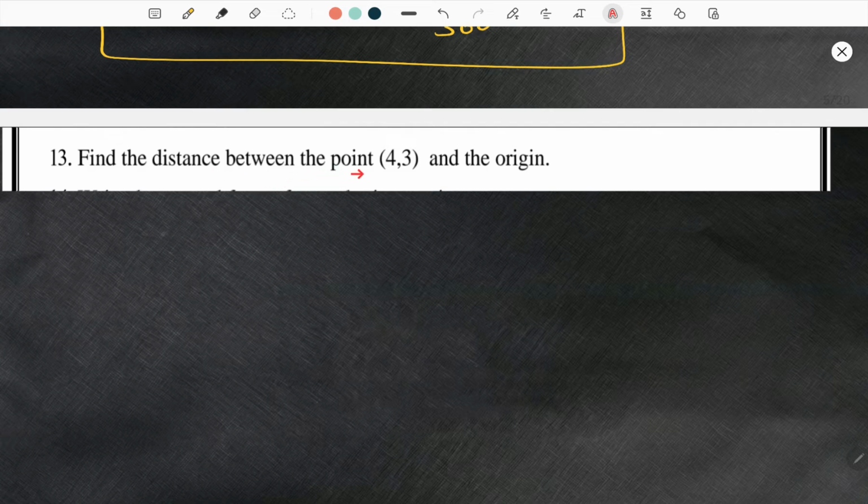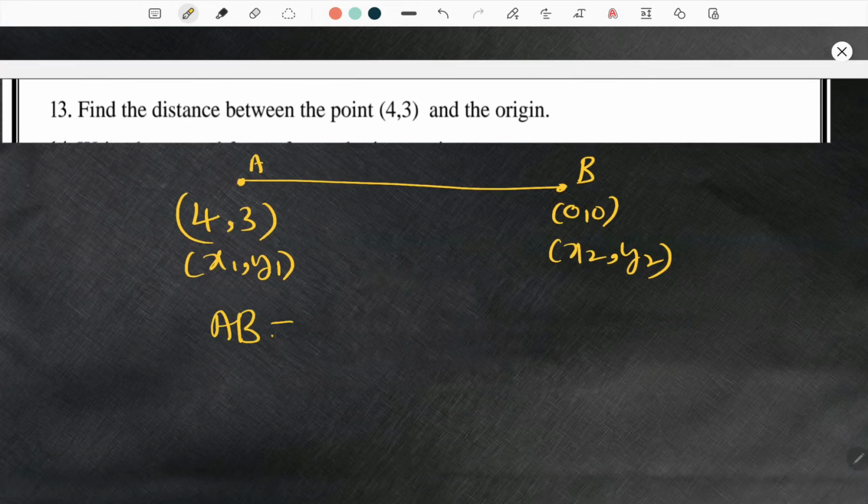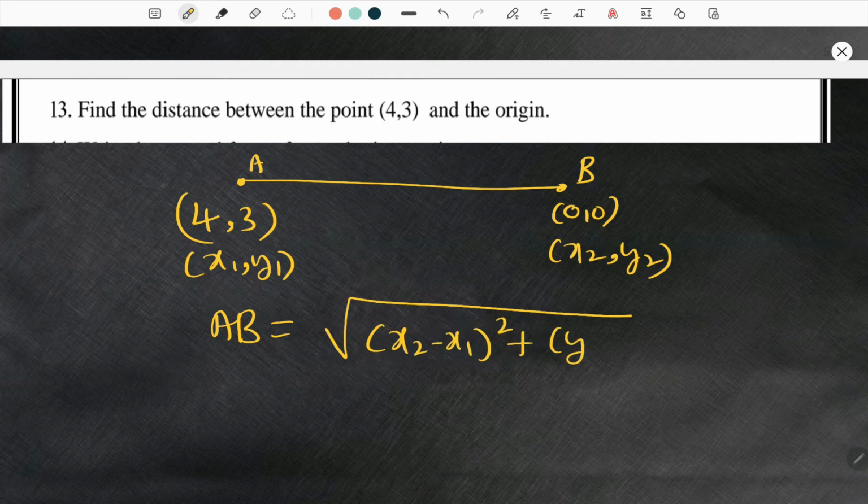Find the distance between the point 4, 3 and the origin. Alright, so 4, 3 is the point here. Let us name it as A and here is the point B, and it is the origin, which means it is 0, 0. You can name it as x1, y1 and this one as x2, y2. Otherwise, directly also you can do it, but I am saying how to write theoretically. AB is equal to what? It becomes x2 minus x1 whole square plus y2 minus y1 whole square.